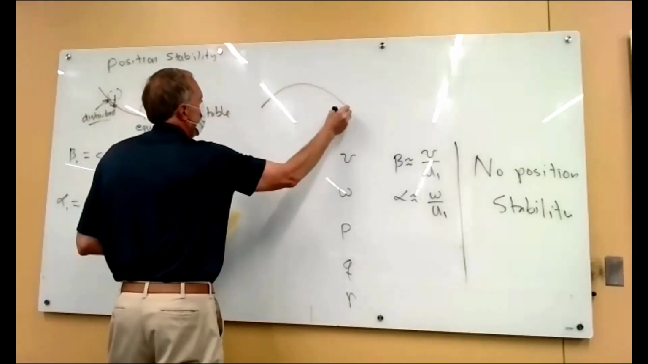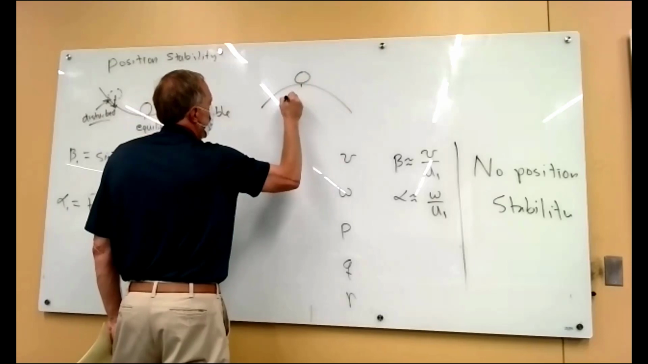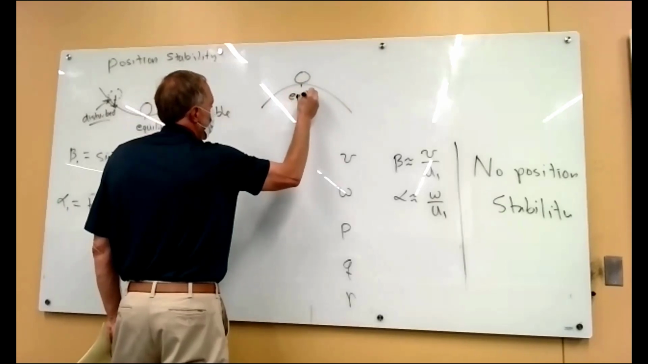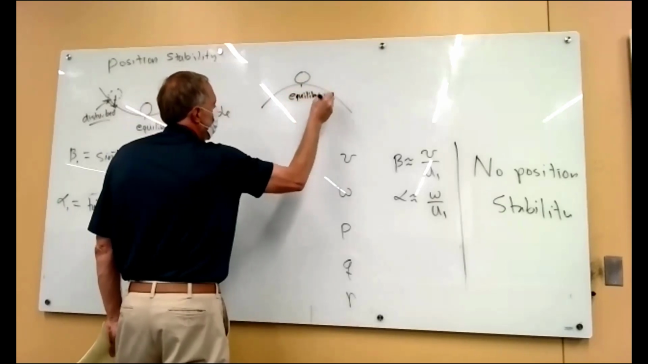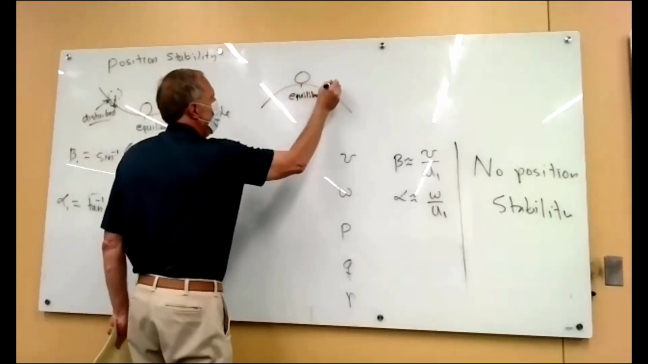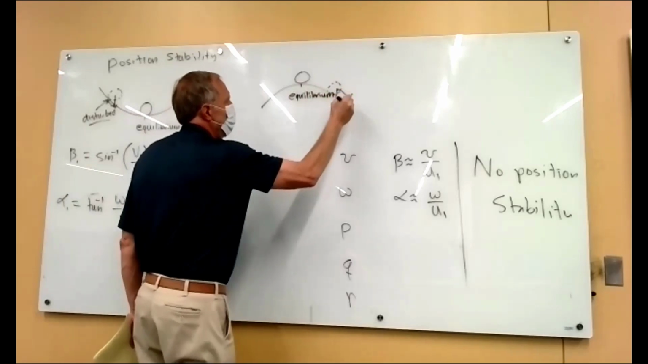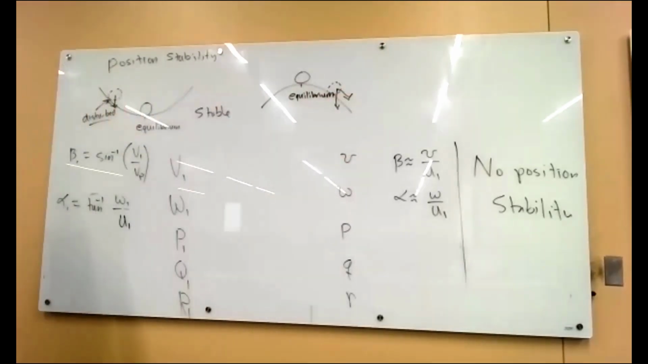And then if you look at the opposite case, if you put the marble right on the top, you have equilibrium. But obviously, if you disturb it, the force generated actually moves the marble away from the equilibrium. So this is unstable.